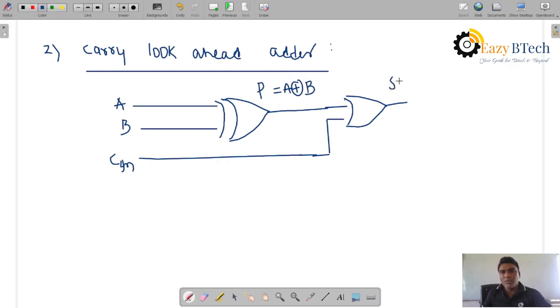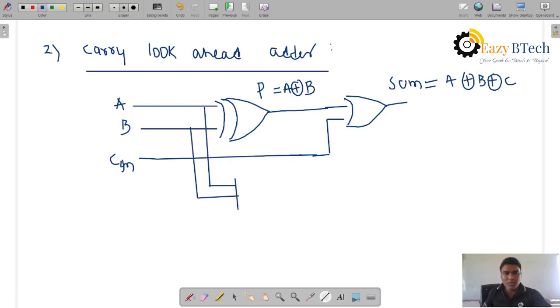Sum is equal to A exclusive B exclusive C. And the carry will be taken from A and B, propagation and generation. Propagation, and this is generation. So this is an AND gate.